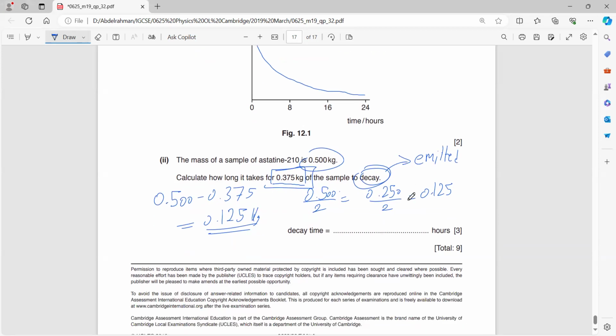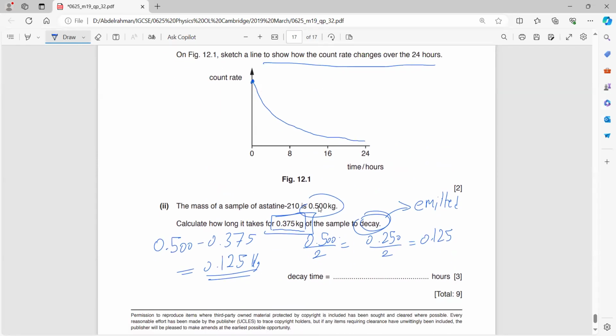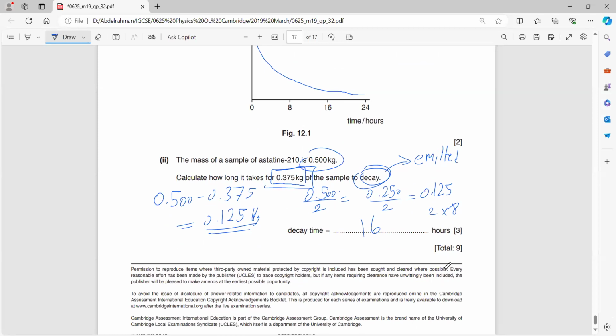So 0.125 is the final mass remaining. How much time did it take? It took 2 half-lives. Each half-life is worth how much time? Each half-life is 8 hours. So 2 times 8 is 16 hours.